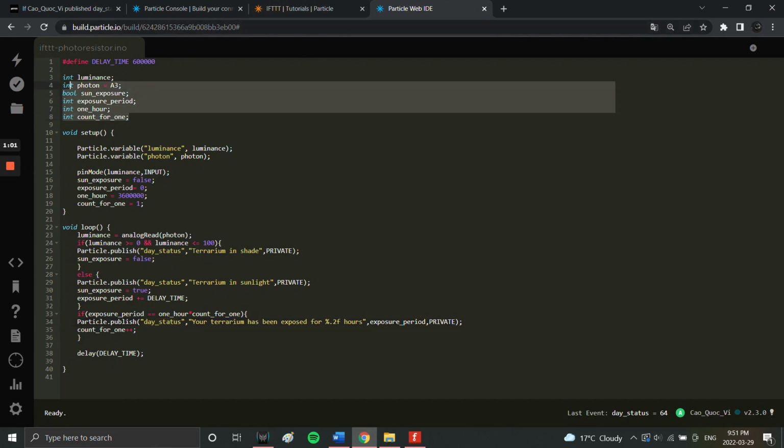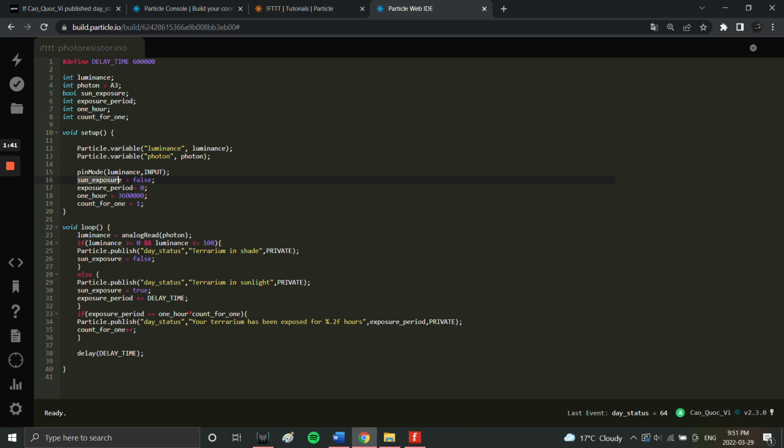So we have many variables, and this is our luminance, which is determined by the photocell, which is assigned to analog pin 3 on the Particle Argon. And the bool value checks whether your system is exposed to sunlight or not. We also have the exposure period, the value of 1 hour, and the count for 1 hour.